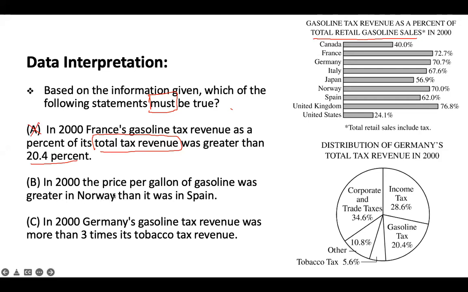Now let's see the next one. In 2000, the price per gallon of gasoline. But again, we don't know about the price per gallon. We are just given the taxes and the retail sales. That's why again, this is not possible. Now, if we see option C, in 2000, Germany gasoline tax revenue was more than 3 times its tobacco tax revenue, which is 5.6. Yes, it is very much sure that 20.4 is greater than 3 times 5.6. So that's why the only must-be-true option is option C, right? So in front of you, I solved these interpretation questions without using the calculator, and you can solve them by the same method as well.